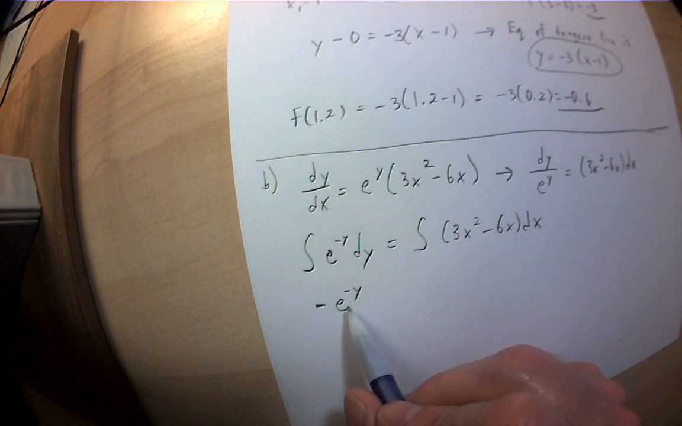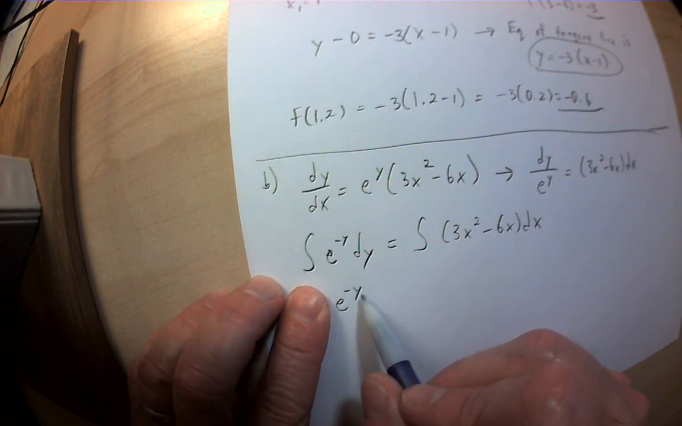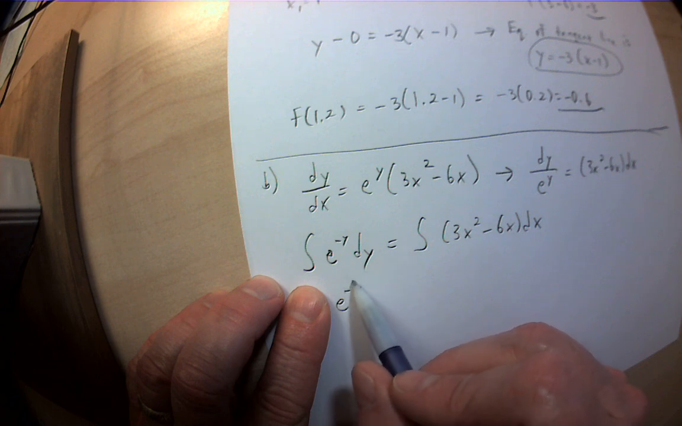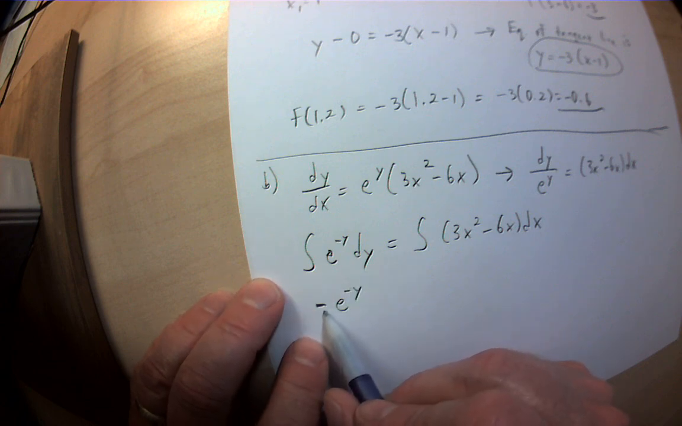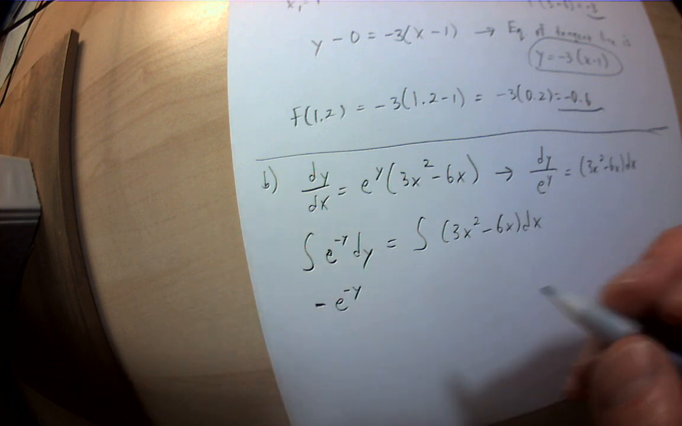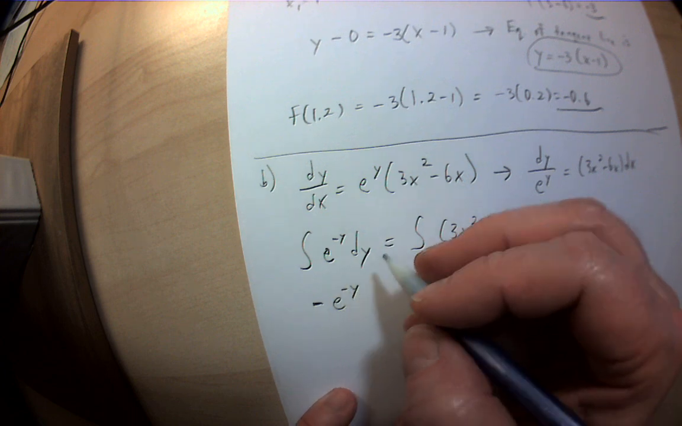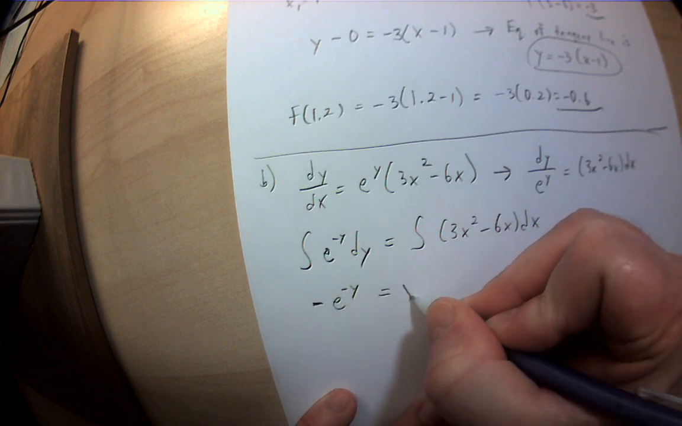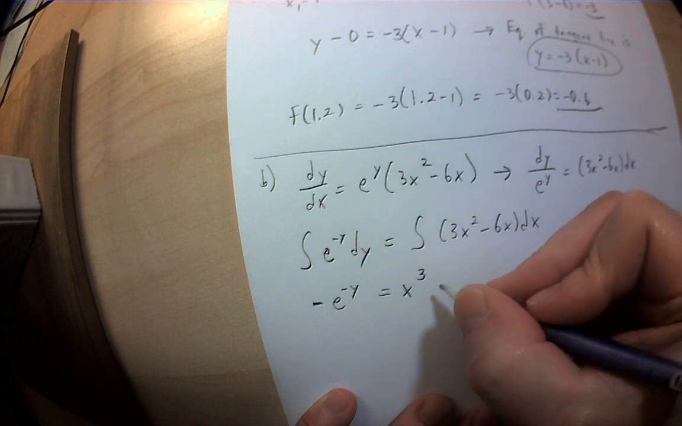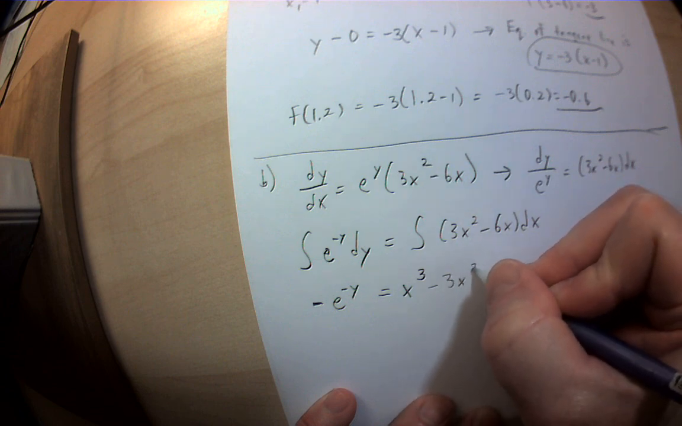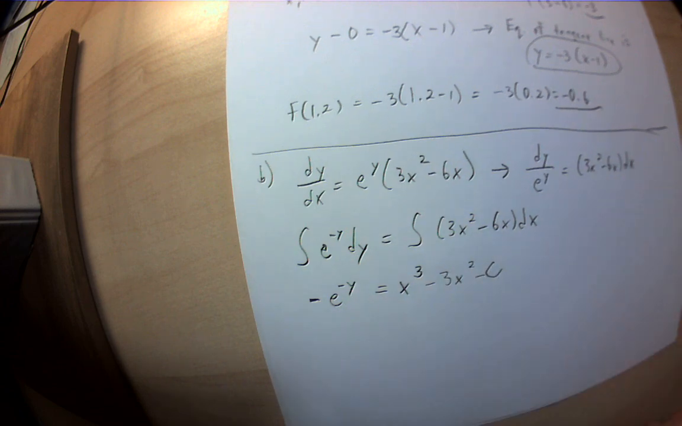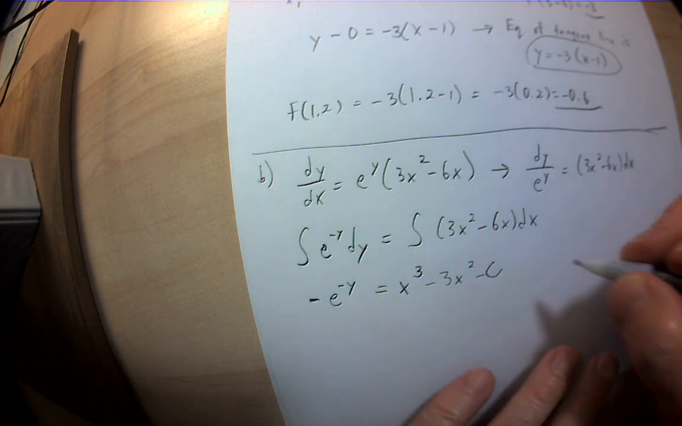But if I took this derivative, that derivative is itself e to the minus y, but then I have to take the derivative of the inside, which is negative 1. Negative 1 times that equals positive 1. So the integral of that equals the other side, and look, they're being nice: x cubed minus 3x squared plus c. Okay, you're 3 points there.